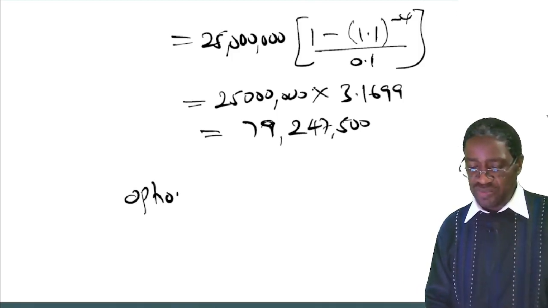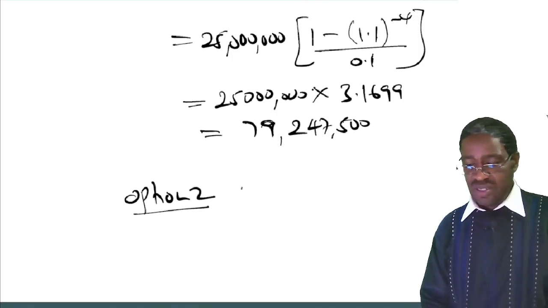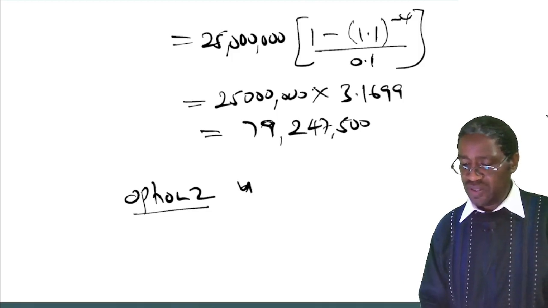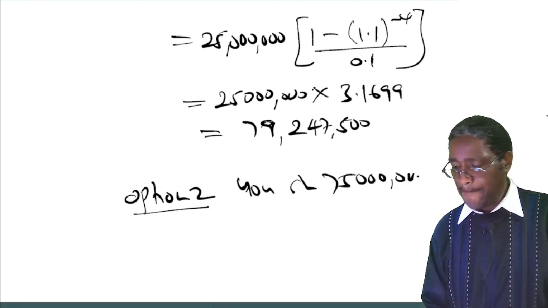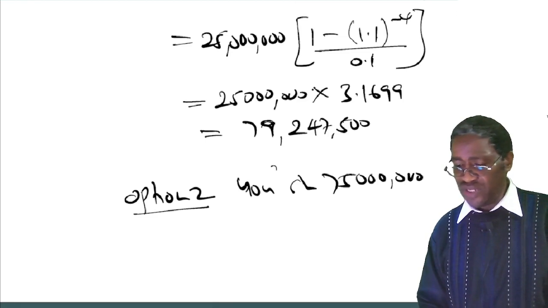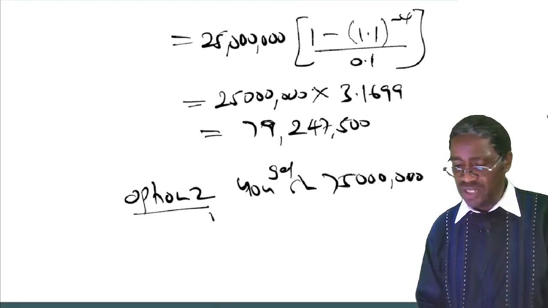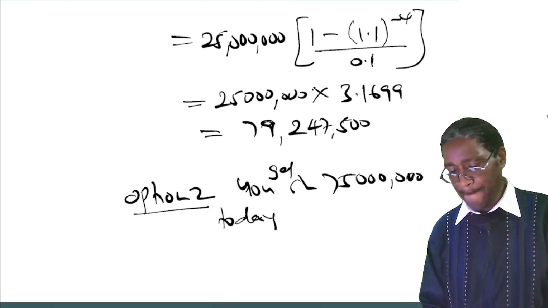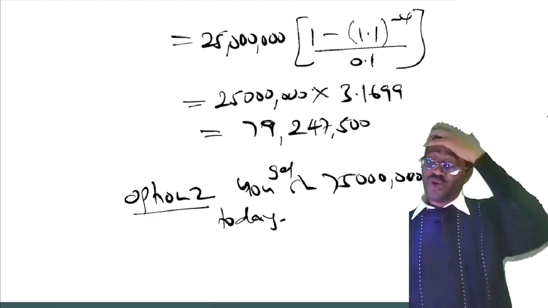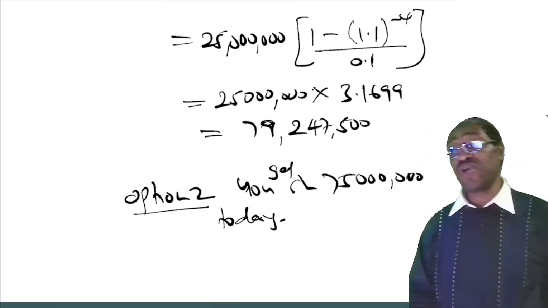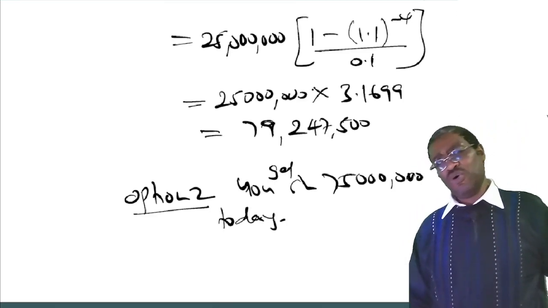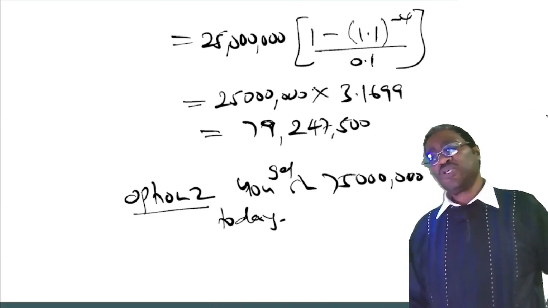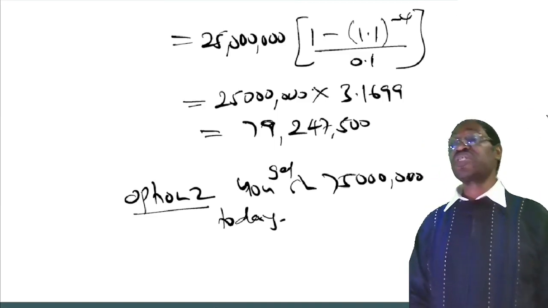Option 2, you get shilling 75 million now or today. Which one will you choose? Obviously, you want to know where you are better off. Of course, I'm better off in the first option because cumulatively, I'm going to receive more.